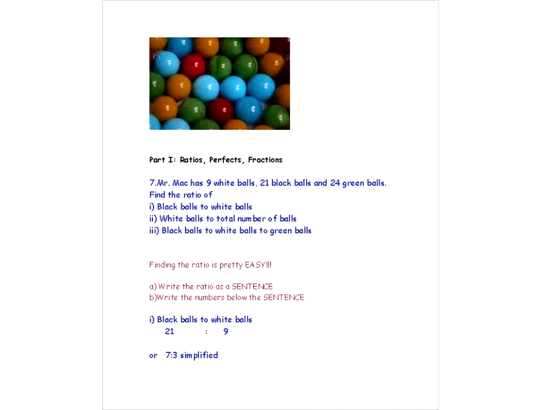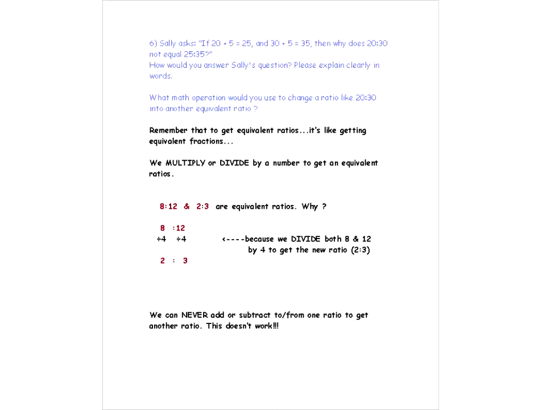So back to our question. The reason why we can't just add 5 to 20 and 5 to 30 to get equivalent ratios is that, as we've seen already, the only way to produce equivalent ratios is to divide both numbers by the same number, or to multiply both by the same number. In this question, what Sally's trying to do is add a number to both the 20 and the 30 to get an equivalent ratio. But we can't do that. We can only multiply or divide.